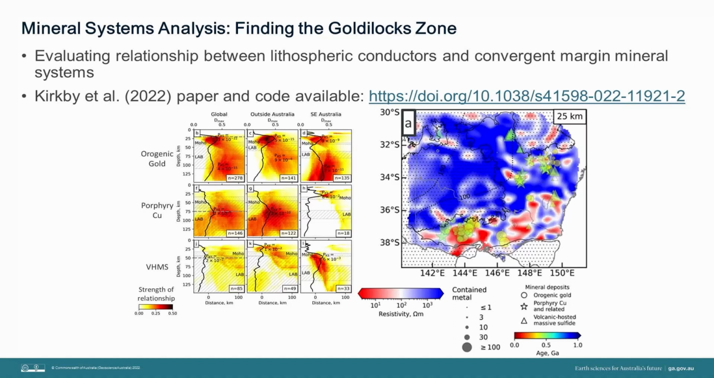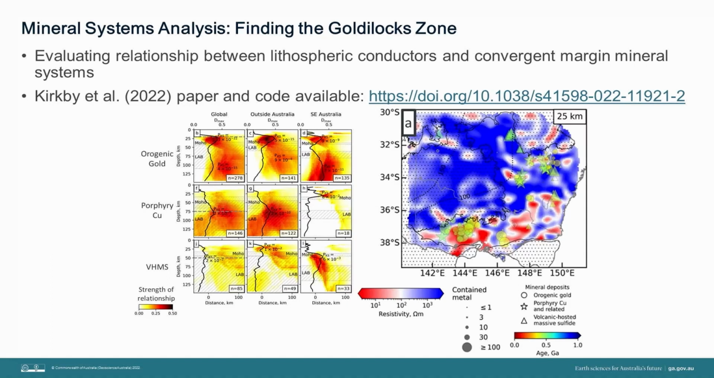In the bottom left, we can see an image showing how the strength of the relationship between conductors in a magnetotelluric resistivity model and different mineral systems varies with depth. The results of the work show that a strong correlation can be observed with orogenic gold, which is represented by the warmer colours with stronger correlations. However, weaker correlations are seen for porphyry copper and volcanic hosted massive sulphide systems.